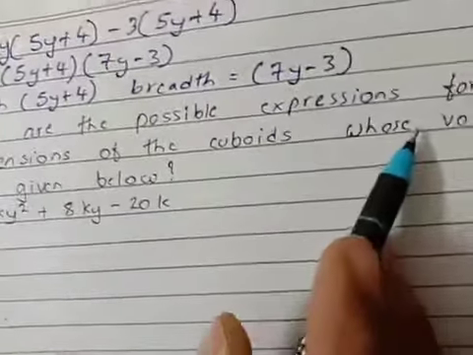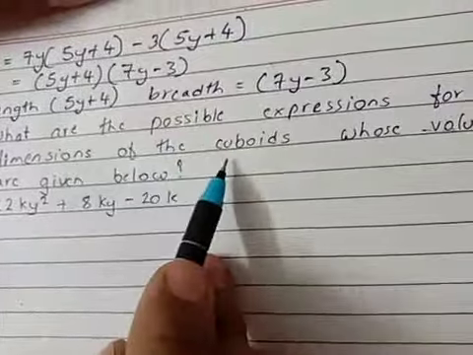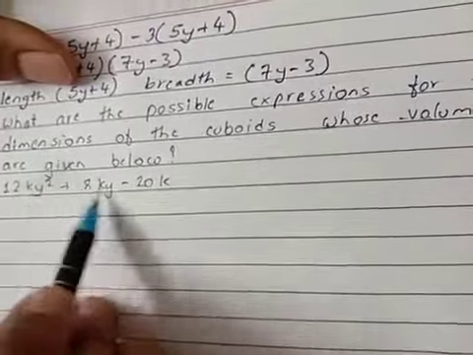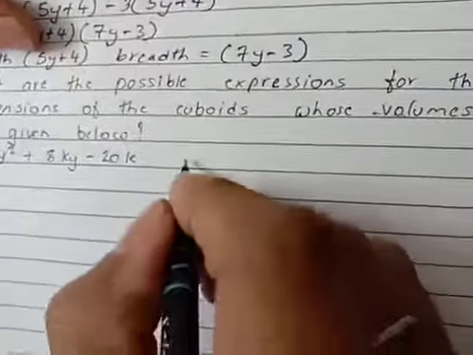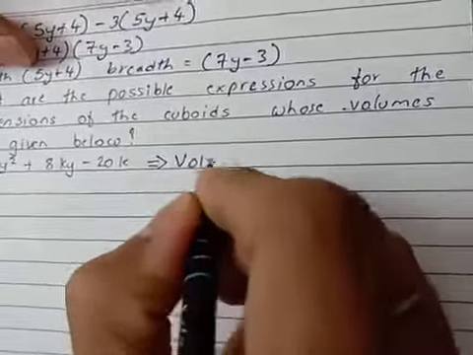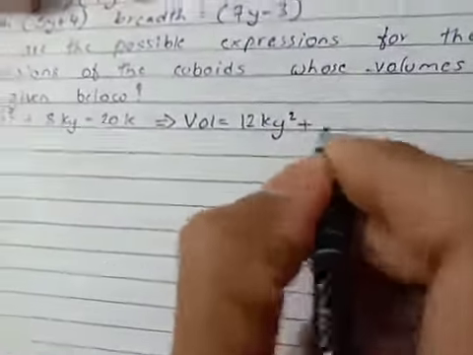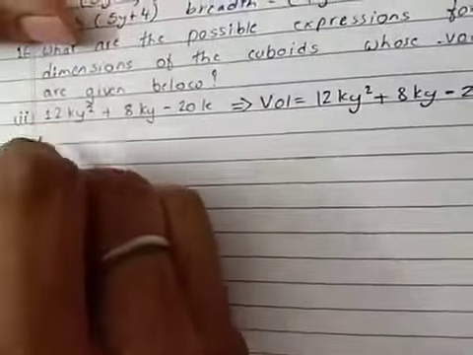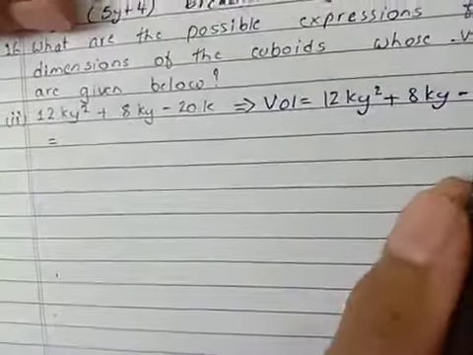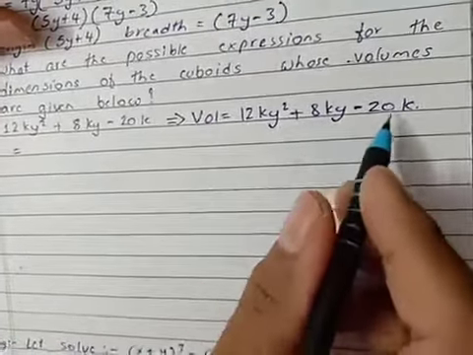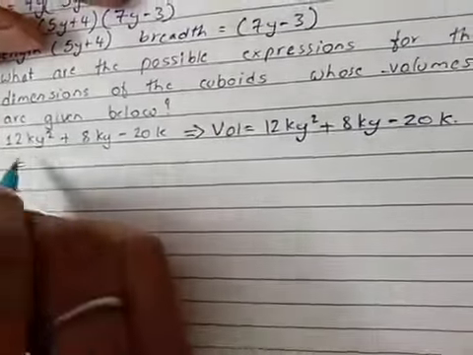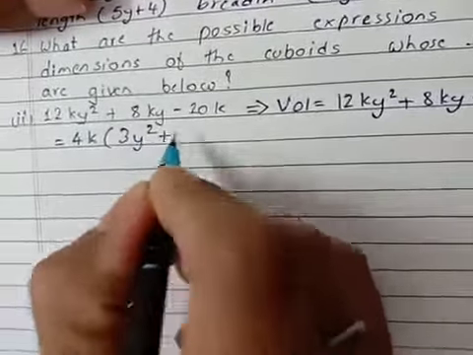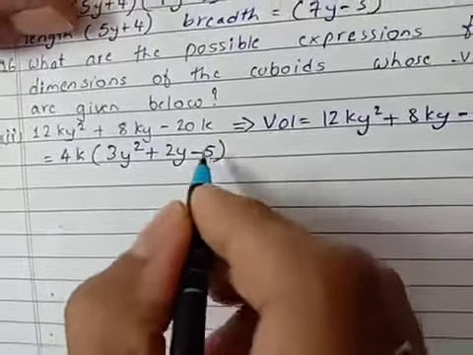Now the 16th we'll solve. What are the possible expressions for the dimensions of the cuboids whose volumes are given below? So this is the volume. What is the volume? Volume equal to 12ky square plus 8ky minus 20k. Now what is common in all of them? 4 3s are 12, 4 2s are 8, 4 5s are 20, and k is common. So 4k is taken outside. What will be left inside the bracket? This is left inside the bracket.